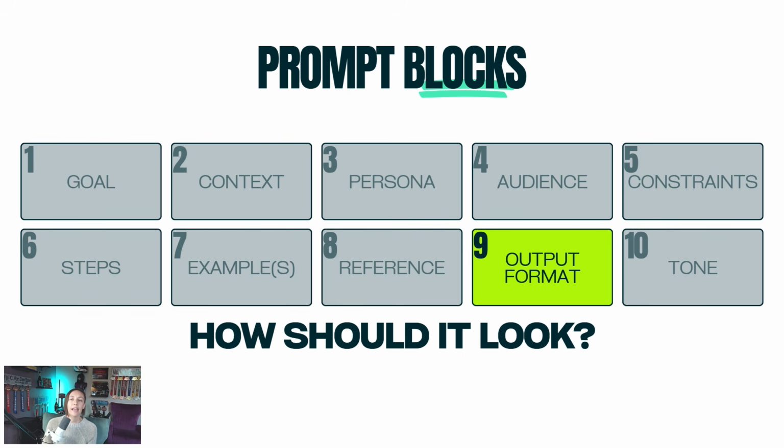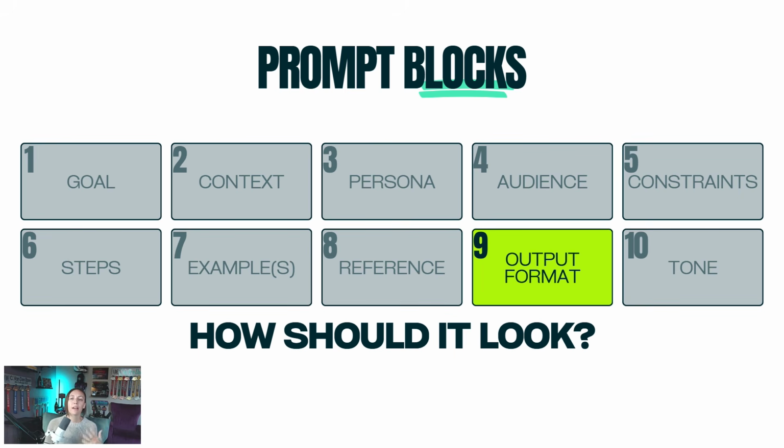We've already given AI the direction of what we want it to do, but an output format is how we can give it precise instructions of how we want that output to look. We could specify that we want a content calendar, maybe in the form of a table where the columns are days and the rows are weeks.